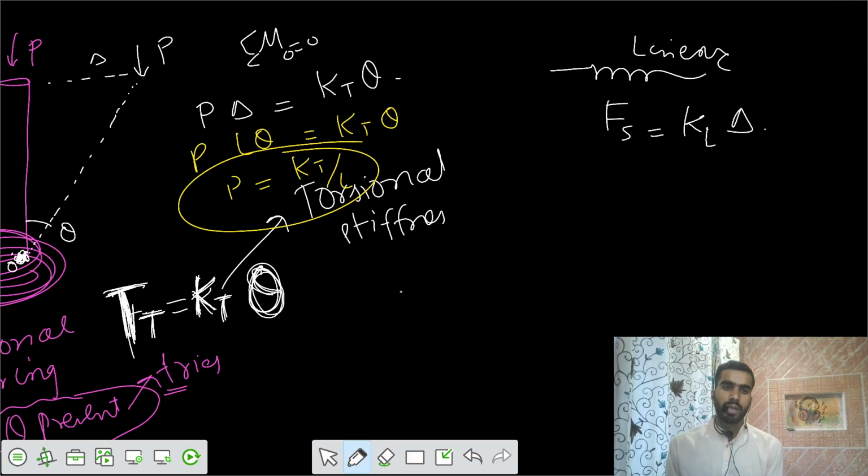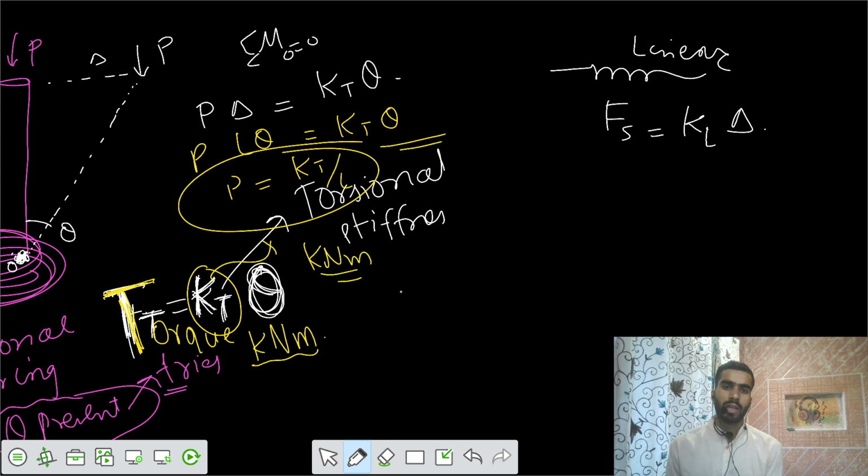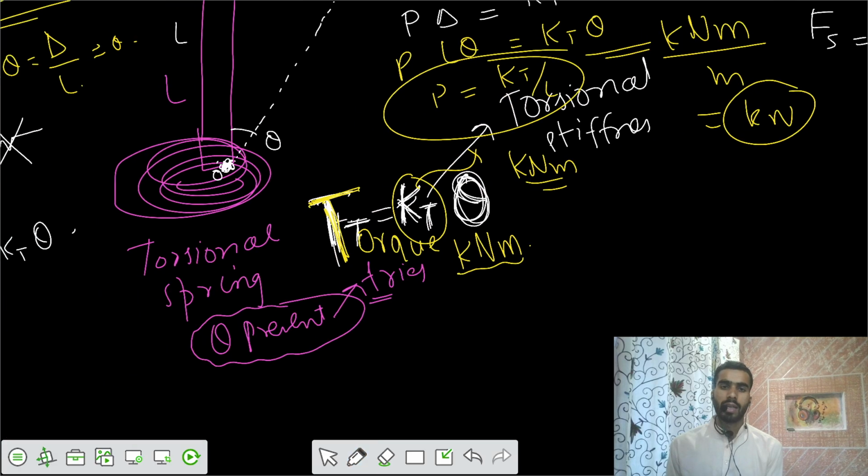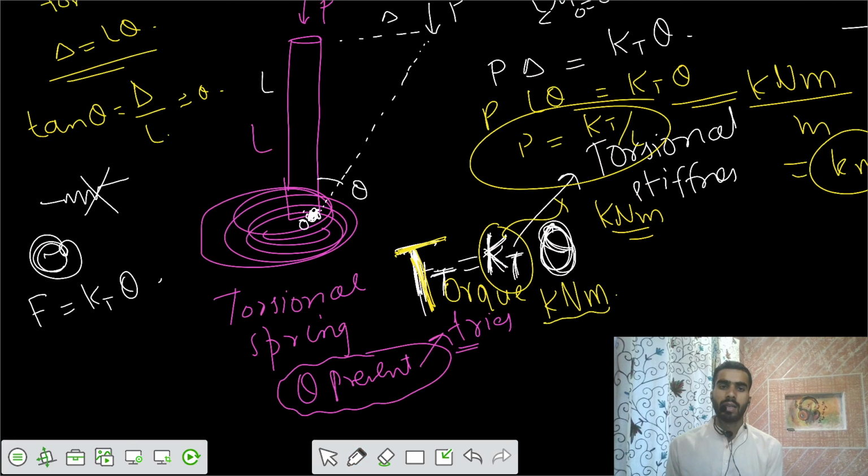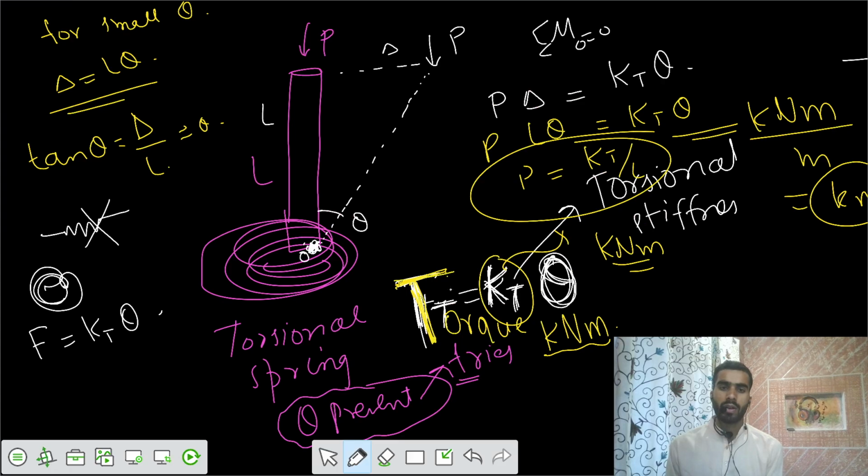So what does that mean? It is developing some value of torque, in kilonewton meter, and the torsional stiffness would also be in kilonewton meter. So finally PCR would be kilonewton meter per meter, that is your kilonewton. Your torsional stiffness has a unit of kilonewton meter, and the force that has developed is actually a torque, a twisting moment. It can resist, so because of that torque, you are preventing some theta.